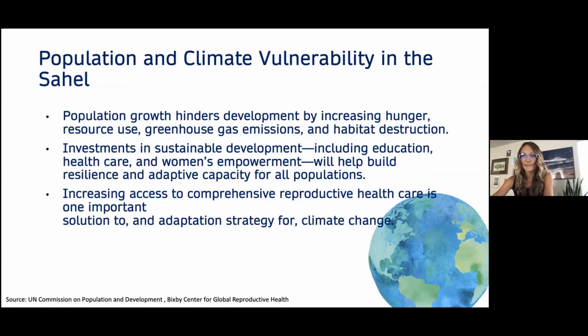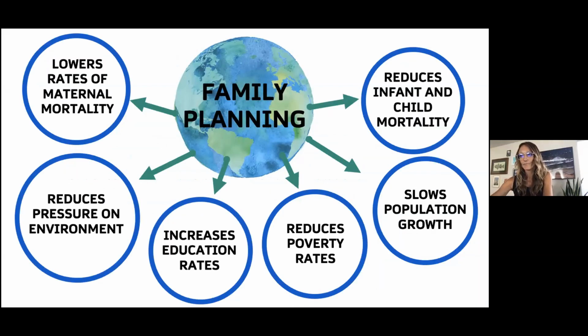So population growth, especially in low-income regions that are experiencing climate impacts, hinders development by increasing hunger, resource use, greenhouse gas emissions, and habitat destruction. And so we really need to be focused on investments that facilitate sustainable development and that are integrated, meaning that they address the environmental, the social, and the economic aspects of development. And increasing access to comprehensive reproductive health care is actually one very important solution to an adaptation strategy for climate change.